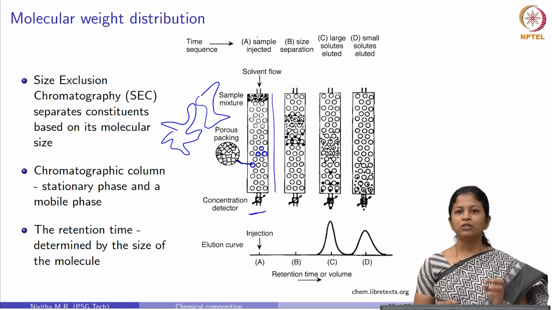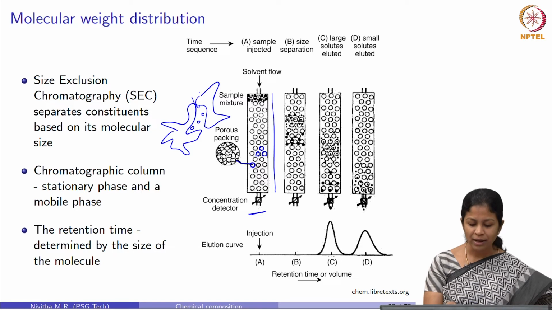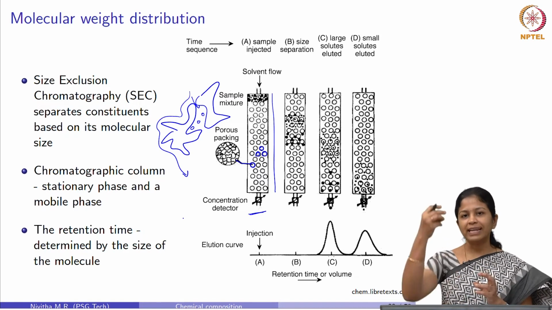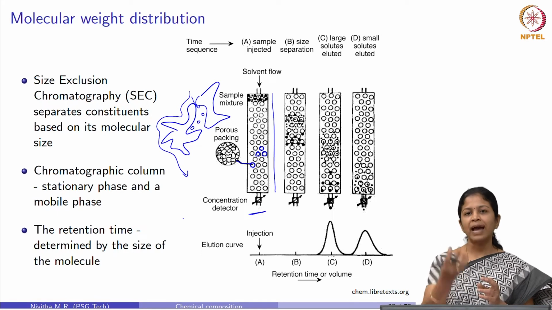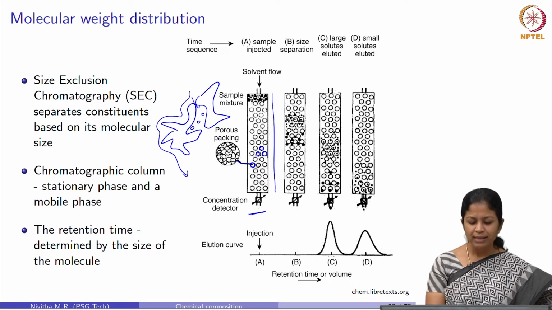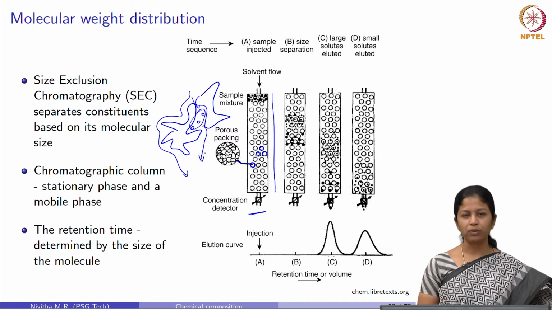different sizes. So the smaller molecules will try to pass through this, will try to spend more time here, whereas the bigger molecule will come out of this porous packing. The size is so large that it cannot enter that porous packing and it will just come out. Whereas these smaller molecules can enter into these pores which are present here. They will spend some time inside these pores and then they will come out.